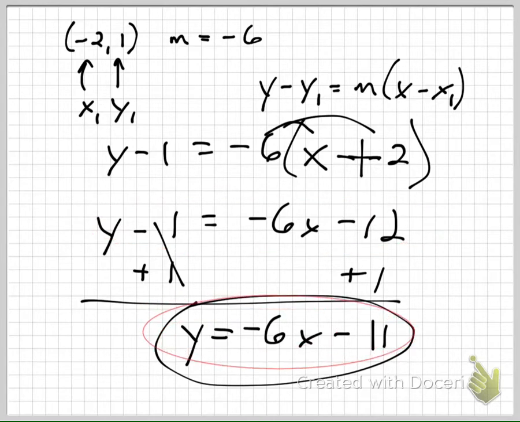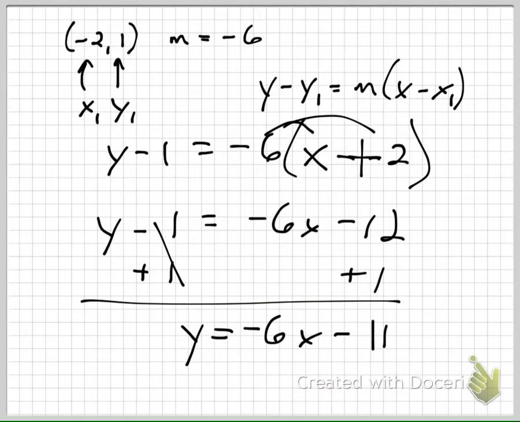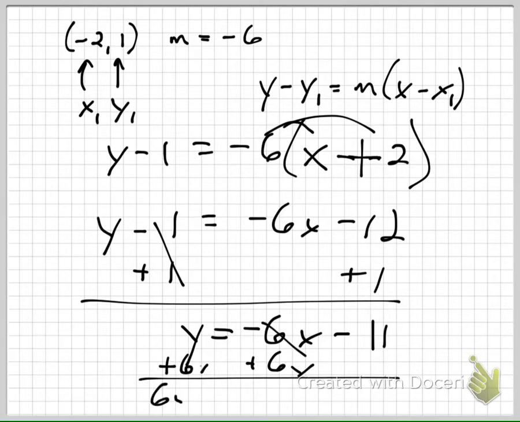Can you now take this here and turn that into standard form? How do you get it into standard form? What would you do to get this guy here in standard form? Don't solve for x. What is standard form? ax plus by equals c. I got to get the x and the y on the same side, right? Watch what I do here. I got to get them on the same side. Plus 6x, plus 6x. 6x plus y equals negative 11.